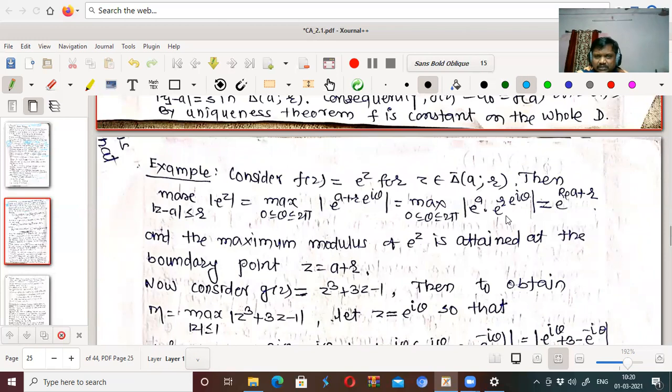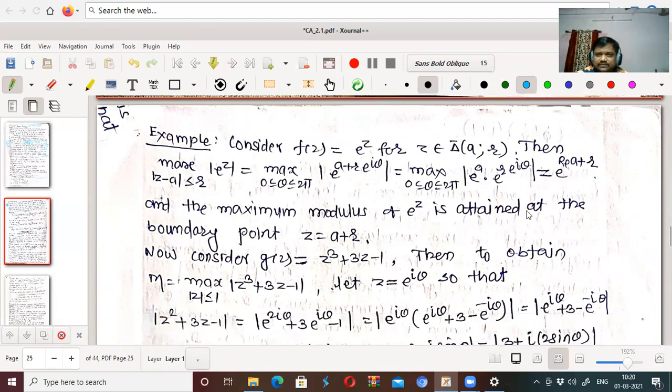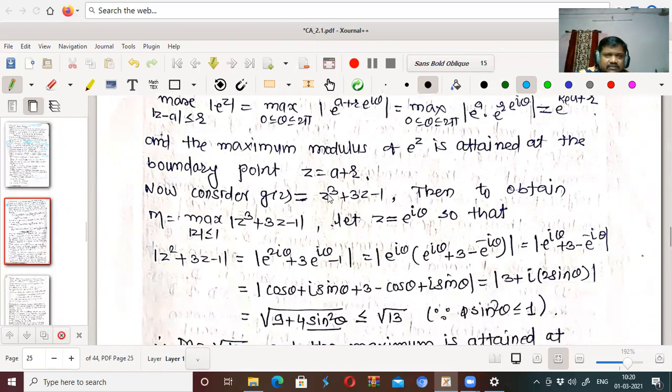But e to the power r e to the power i theta is e to the power a means what? It is the real part of a, a is a real number, real part of a plus this is r. And the maximum modulus of e to the power z is attained at the boundary point z equal to a plus r. As in the previous example, this is very easy.